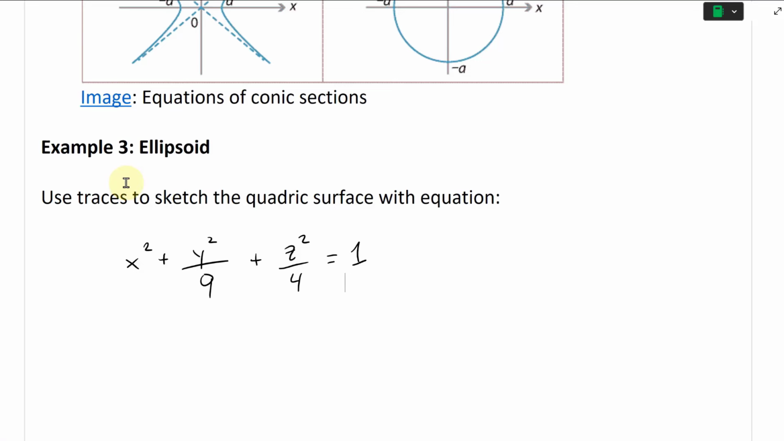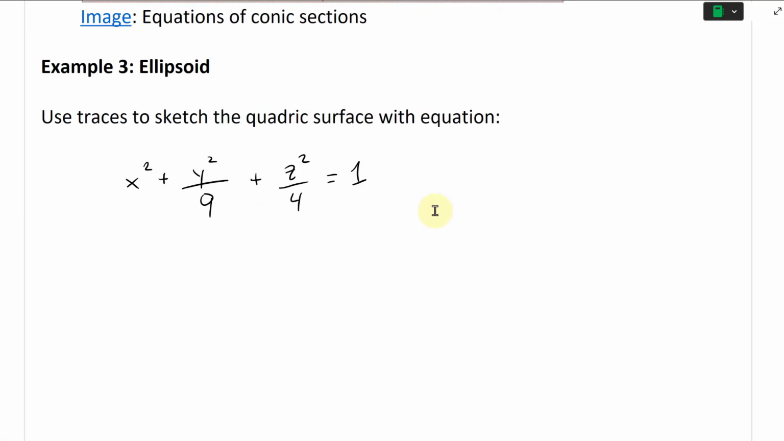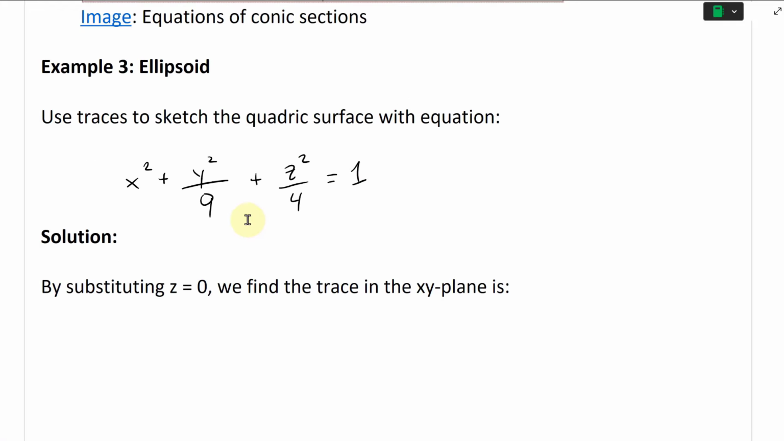And now look at example three. This is on the ellipsoid. Use traces to sketch the quadric surface with the equation x squared plus y squared over 9 plus z squared over 4 equals 1. All right, so let's take a look at the solution.